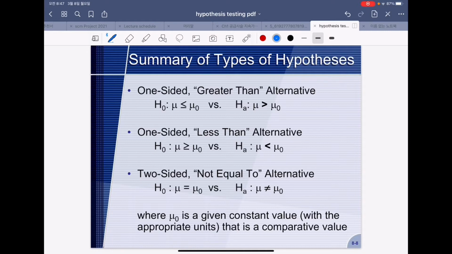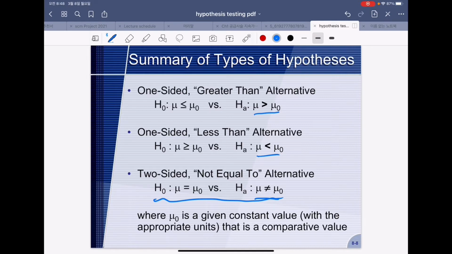One is you have inequality like this, okay? And another one is you have an inequality like this. And the last one, you have a not equal here, right? Usually, this type of hypothesis is the default hypothesis in the statistical package, right? So you usually do the two-sided test, okay?